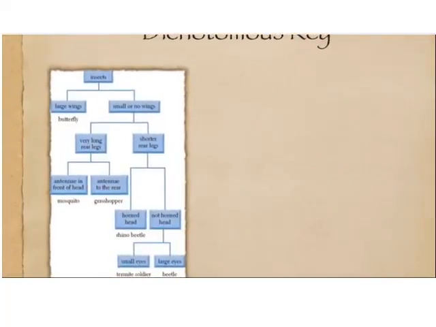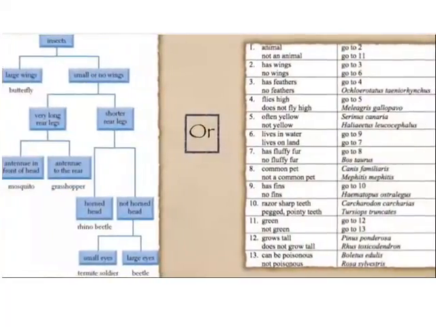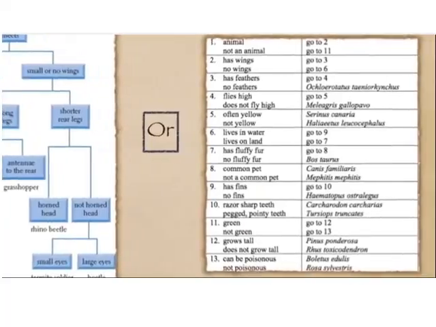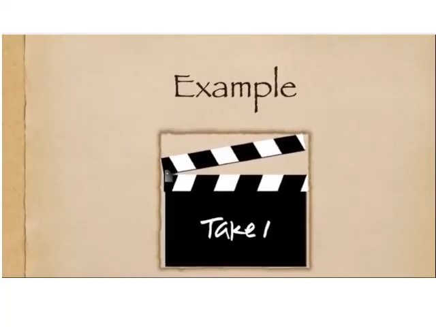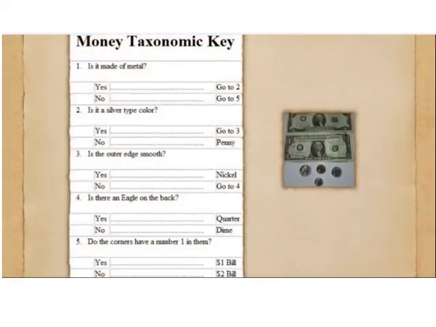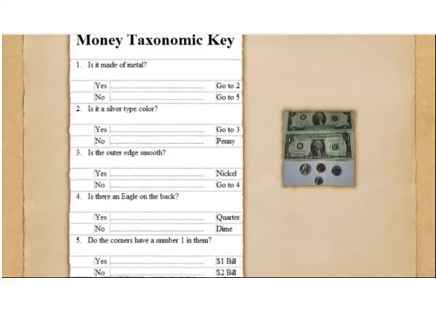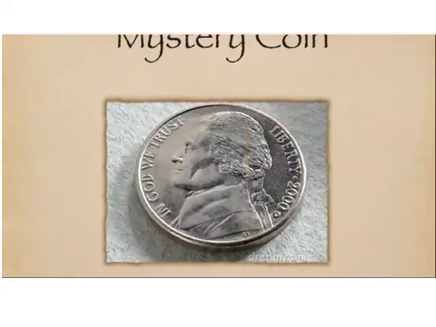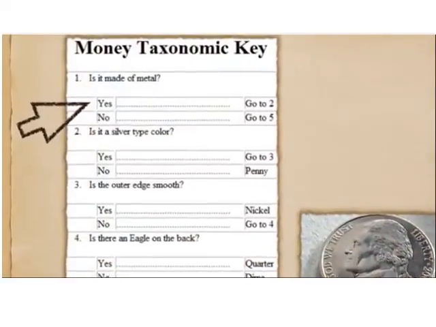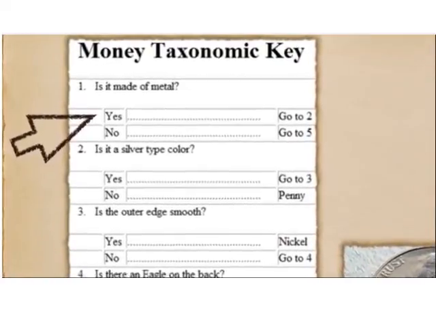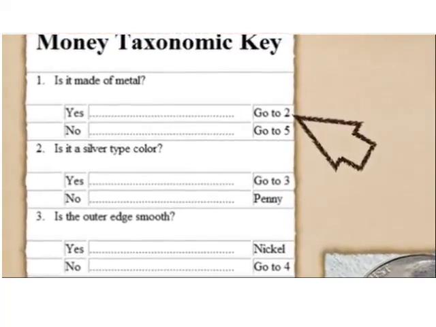It is commonly seen written vertically, branching down from the paired statements, or as a table of paired statements leading to the next set of paired statements. Okay, let's go ahead and try to follow the path of a dichotomous key with a familiar topic, money. On this slide, we see a picture of paper money and coins. Also provided is the dichotomous key to help us identify our mystery coin. Let's pretend we do not know what coin this picture is showing. Let's look at the first set of paired questions. Is it made of metal? Yes or no? Our coin is made of metal, meaning it's not paper money, so we follow the directions, which tell us to go on to question 2.